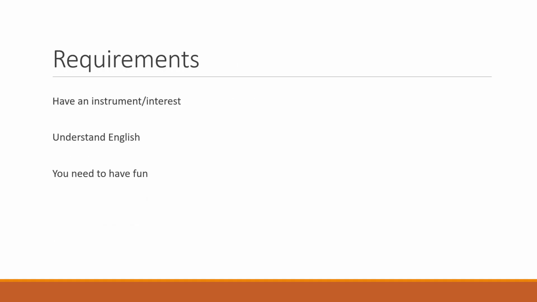So the requirements, well, you need to have an instrument, or you need to be interested. Maybe you are 50 plus years old, you're on the couch and all your children are playing an instrument, and you're like, you know what, I actually want to know what they're talking about when it's about music theory. If you are interested in music theory, you can also do this course. You need to understand English, so if you are still here, that means you understand me, that's good. And last of all, which is really really important, it is mandatory that you have fun, because the more fun we have, the easier it is to learn new things.